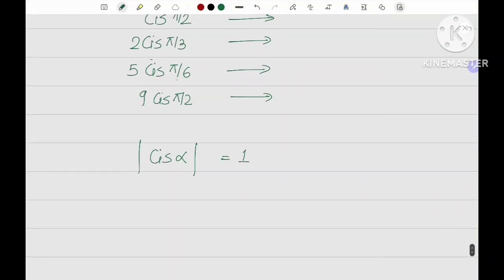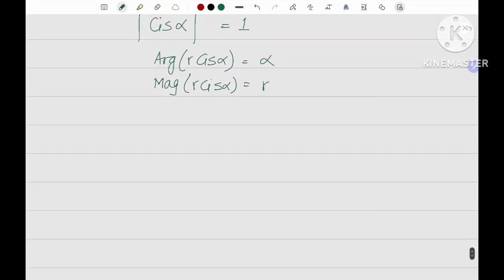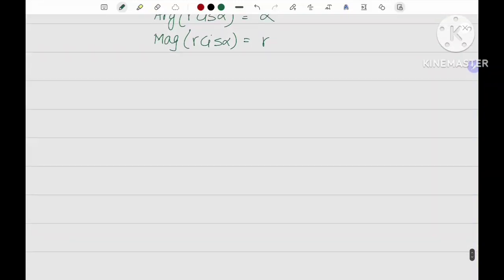And if I write the argument of r cis alpha, that is equal to alpha, and the magnitude of r cis alpha is equal to r, because this is the polar form, the representation in magnitude and argument form. Okay, so this is the time to end the session.